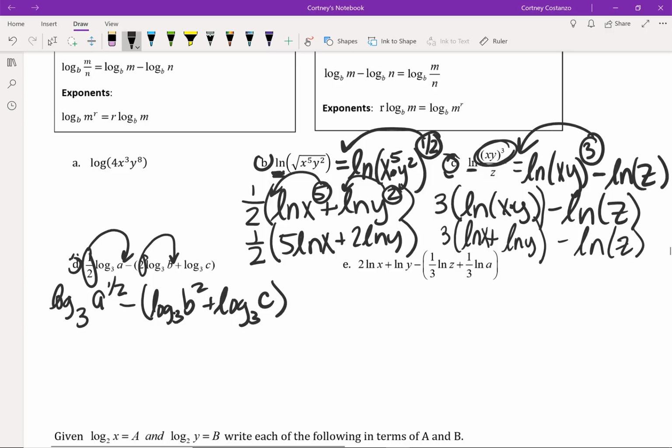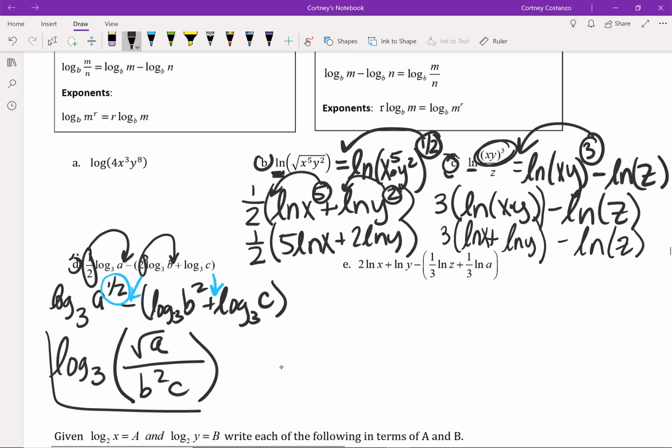Now, I might skip some steps here, but we know that this plus sign is really multiplication. We know that this subtraction is really division, and we just talked about this on a previous example that the exponent of a 1/2 is really the square root of. So this would be log base 3. We have the square root of a on top, and it's divided by b squared c. So it's written as a single log. No, shouldn't have the word log in there multiple times.